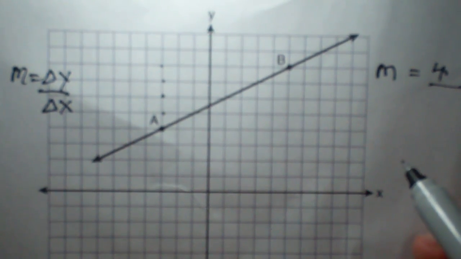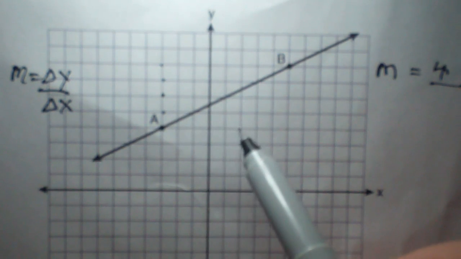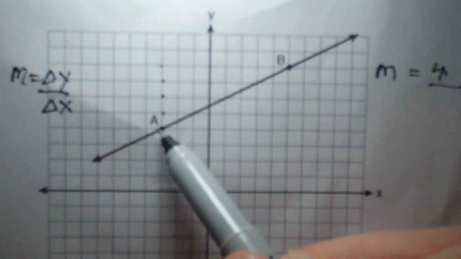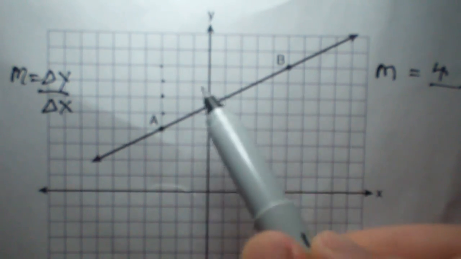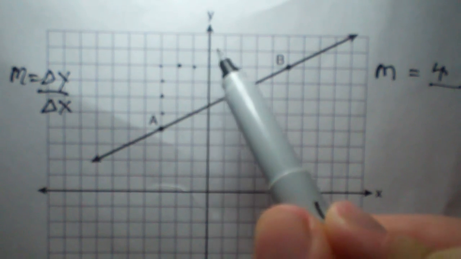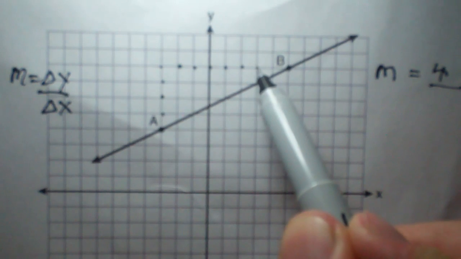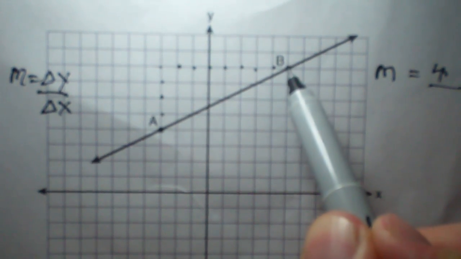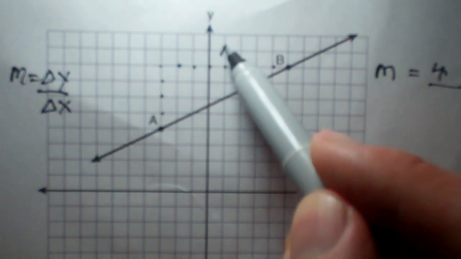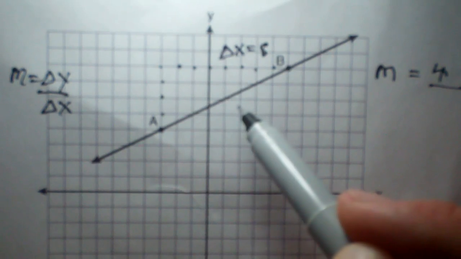Now we need to find the change in the x. By the change in the x, we mean how much does the x value have to change when we go from this point to this point. Let's count the change in the x. That's 1, 2, 3, 4, 5, 6, 7, 8. So the change in the x was equal to 8.